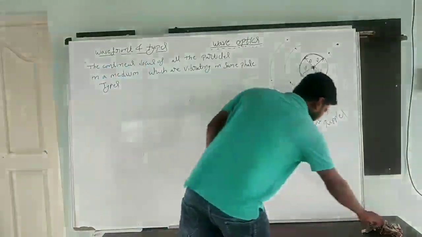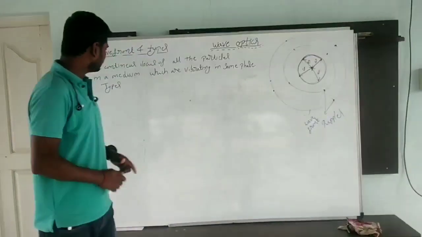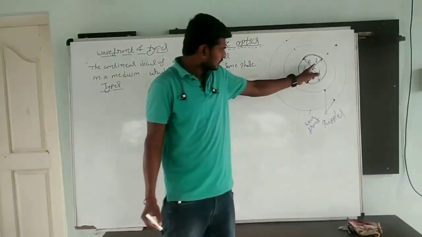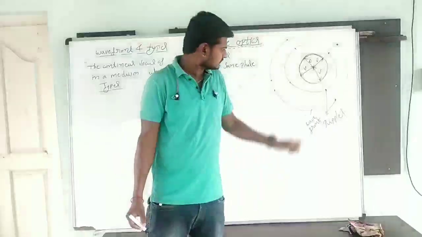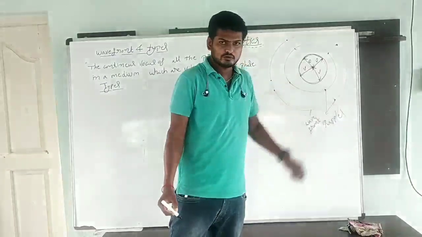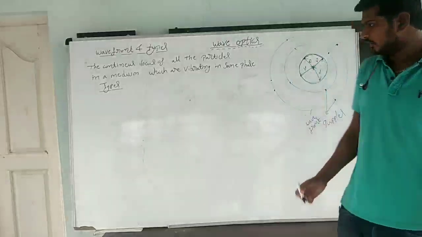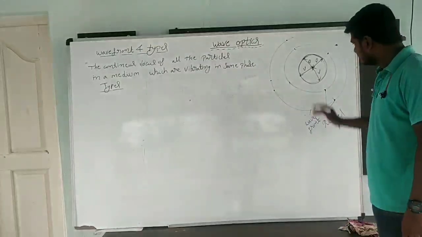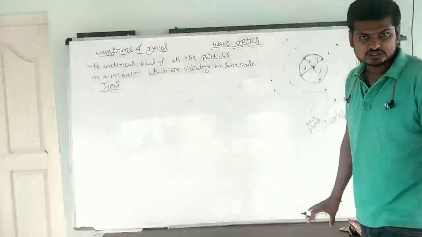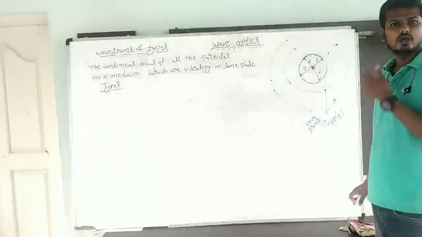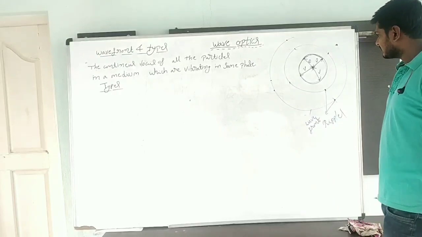One more thing here. Before we go to the types of wavefront, see the speed with which the wavefront moves. The speed with which the wave moves is called the speed of the wave. The speed of the wave is very simple. The speed with which the wavefront moves is called the speed of the wavefront. Clear?